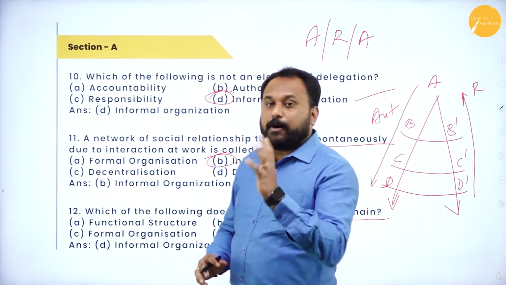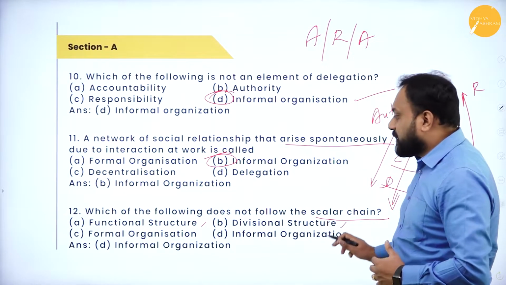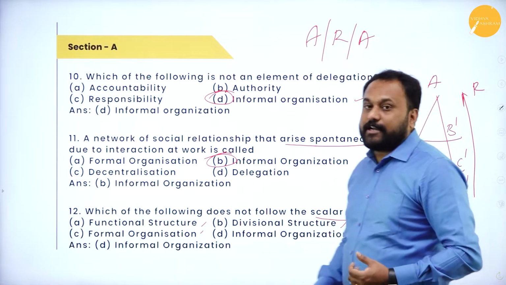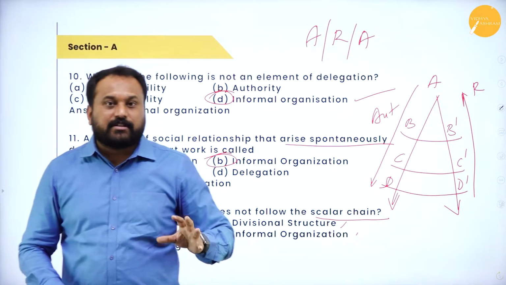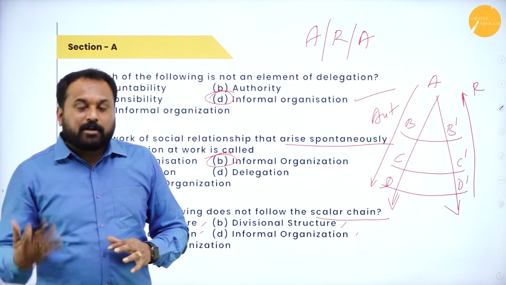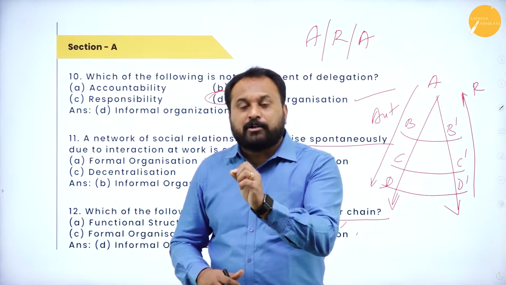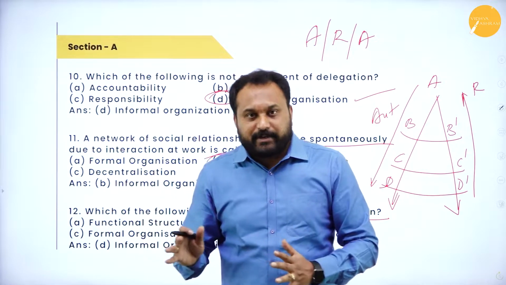Let's understand the options now. A, functional structure. B, divisional structure. C, formal organization. And D, informal organization. See, the functional structure as well as divisional structure, they aim at scalar chain. Formal organization also aims at scalar chain. It is only the informal organization which will never go under the scalar chain principles.